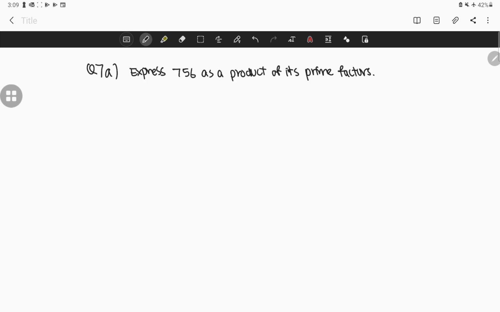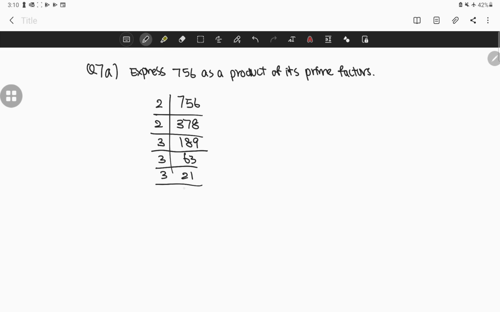So for question 7A, you're supposed to express 756 as a product of its prime numbers. So first we will prime factorize 756. 756 can be divided by 2 to form 378, which can be divided by 2 as well to form 189. And it cannot be divided by 2, but we can move on to the next prime number, which is 3. So 189 can be divided by 3 to form 63, which can also be divided by 3. And this will give us 21. And 21 can be divided by 3 again to form 7. 7 can then be divided by the next prime number, 7, to give us 1.